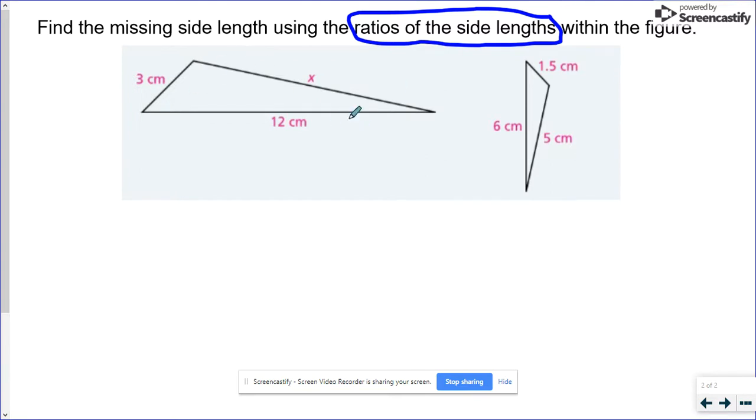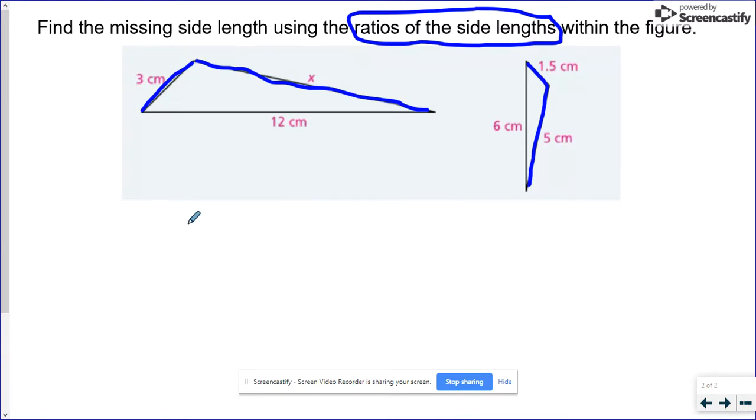So I'm going to look here and find two sides that are adjacent to each other. And I see that I have the short side and I have the middle side here. So if I were to compare that to my smaller triangle, I have my short side and I have my middle side. So I'm going to go ahead and set up my ratios.